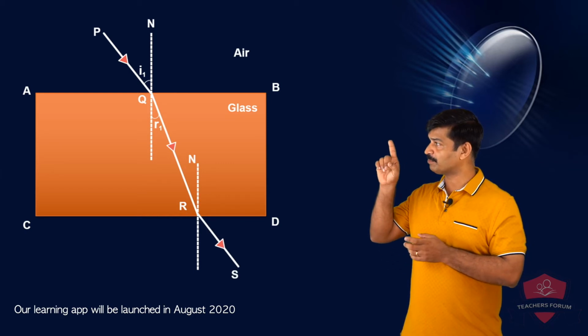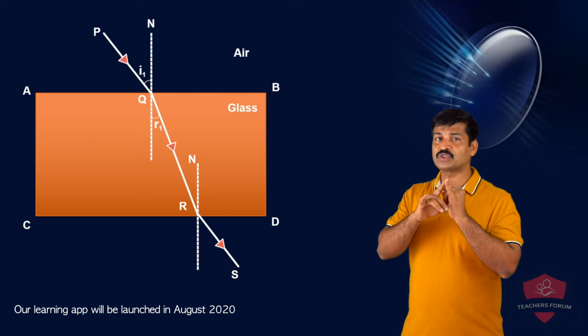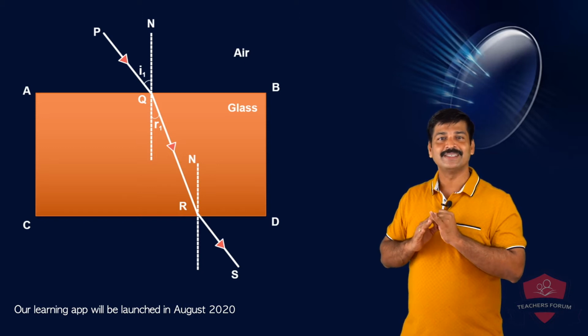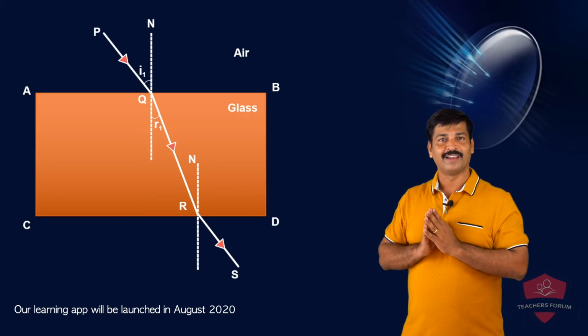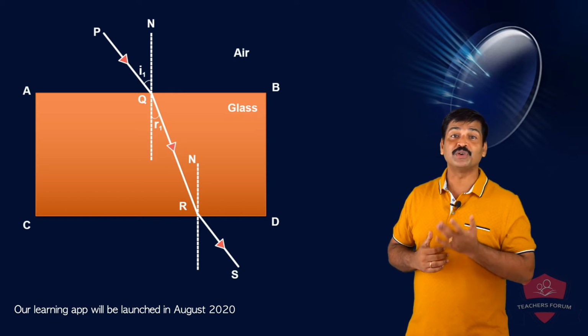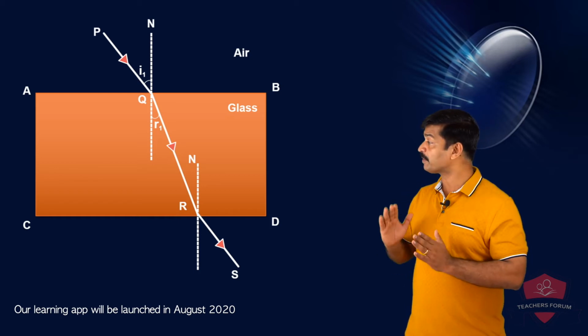So in the first case, at the first refraction, the light ray was traveling from rarer to denser. So speed decreases, and the ray comes close to the normal. But here the light ray travels from denser medium to rarer medium. So its speed increases and the light ray moves away from the normal.